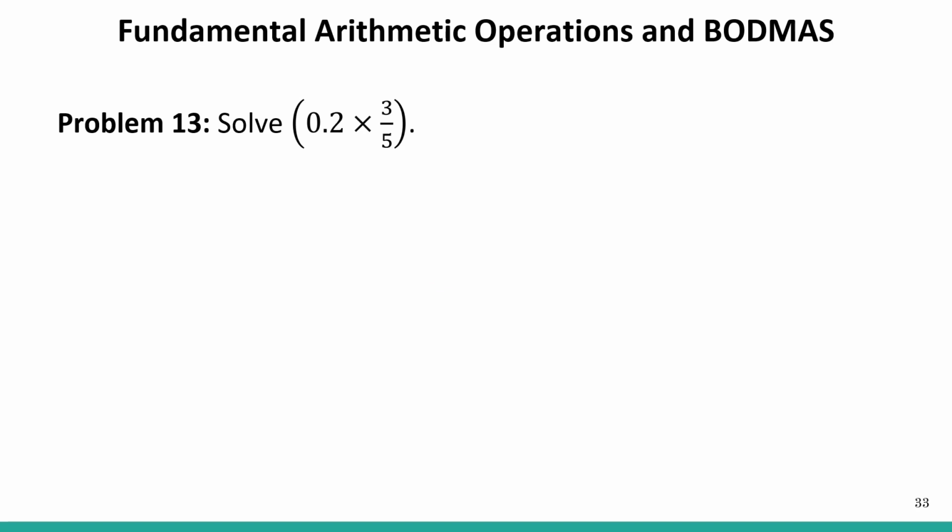So let's solve problem number 13. The given problem asks us to evaluate 0.2 multiplied by 3 by 5 inside a bracket. We first remember the BODMAS rule. Are there any brackets? Yes. So we evaluate it first, 0.2 into 3 by 5. I can also write this as 2 by 10 into 3 by 5. So this is nothing but 6 by 50, which is the answer.